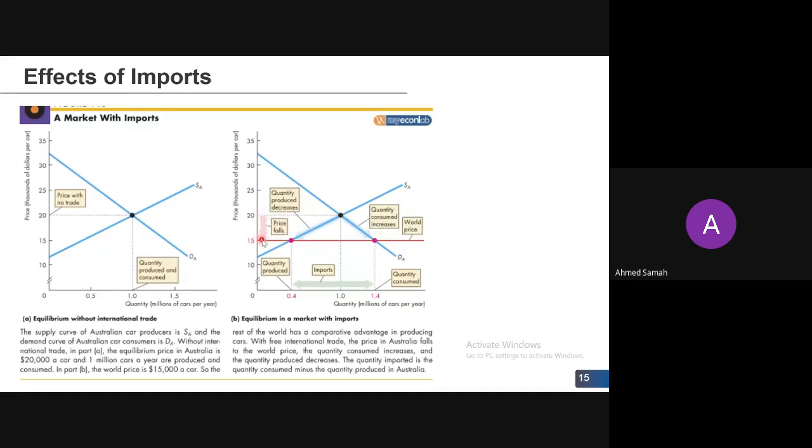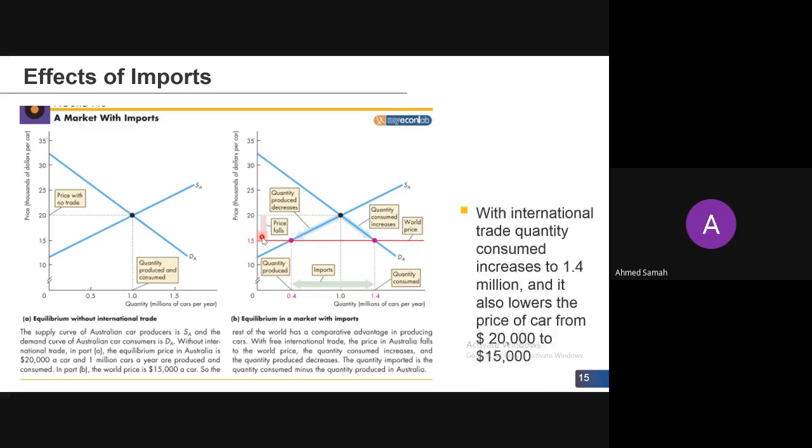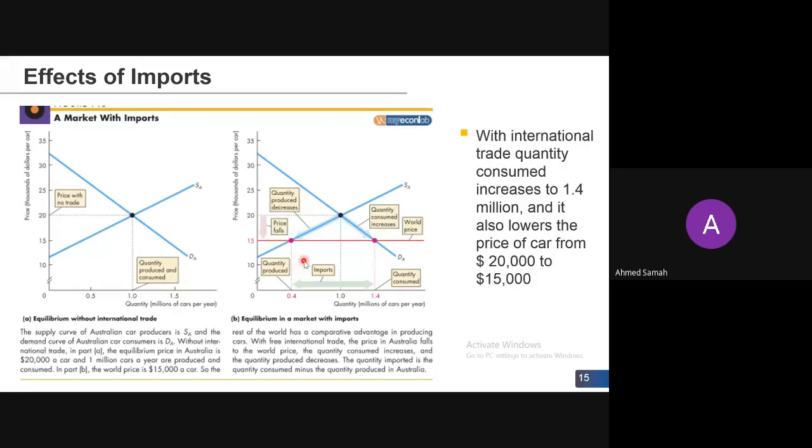The price falls from $20,000 per car to $15,000 per car. Because of that, there is a change in quantity demanded. Quantity demanded rises from 1 million to 1.4 million. But because the price has fallen, the quantity supplied falls from 1.0 million to 0.4 million.